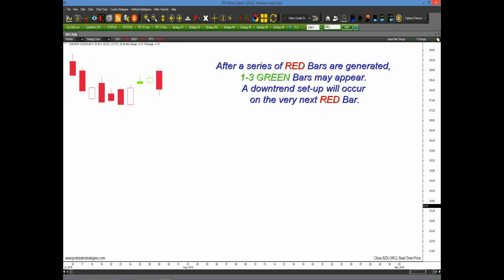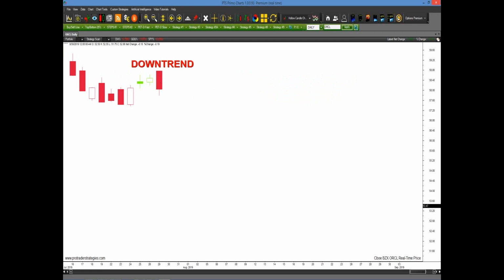And then if it's followed by a red bar, well, guess what? Not some institution, not some financial report, not the earnings, but the market is telling you it wants to go lower, and most likely a downtrend is going to begin.